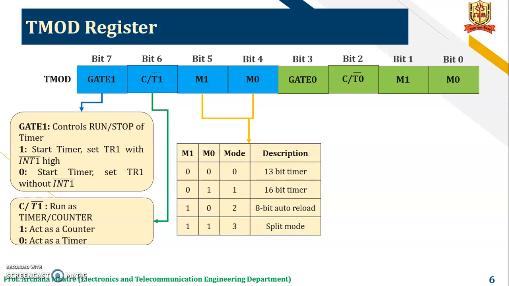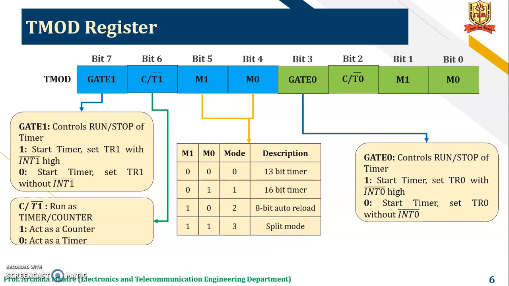Now next are the mode selection bits, M1, M0. They are used to select a particular mode. As I have told you, the timer has 4 modes: mode 0, mode 1, mode 2 and mode 3. If the combination is 0, 0, then mode 0 is selected. Combination 0, 1, then mode 1 is selected. If the combination is 1, 0, mode 2 will be selected, and if the combination is 1, 1, then mode 3 will be selected. Now this is the description of a particular mode. Mode 0 is a 13-bit timer, mode 1 is a 16-bit timer, mode 2 is an 8-bit auto reload mode, and mode 3 is a split mode.